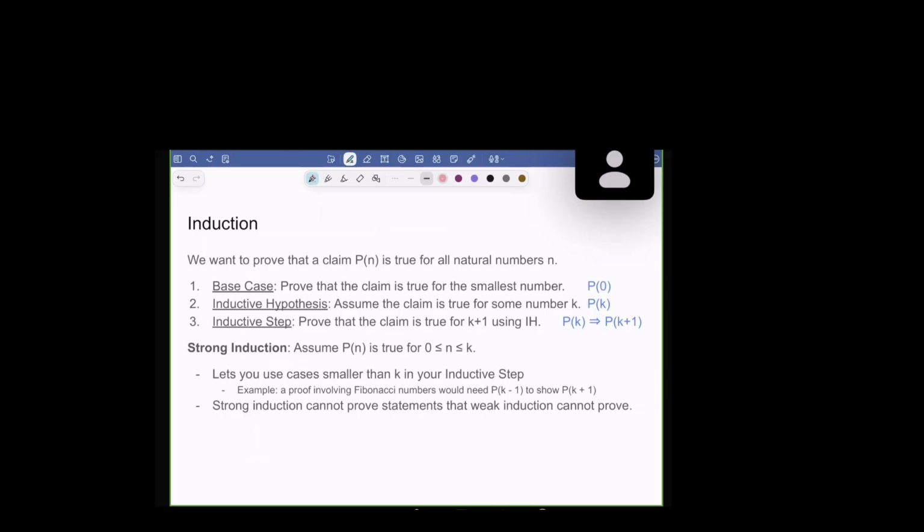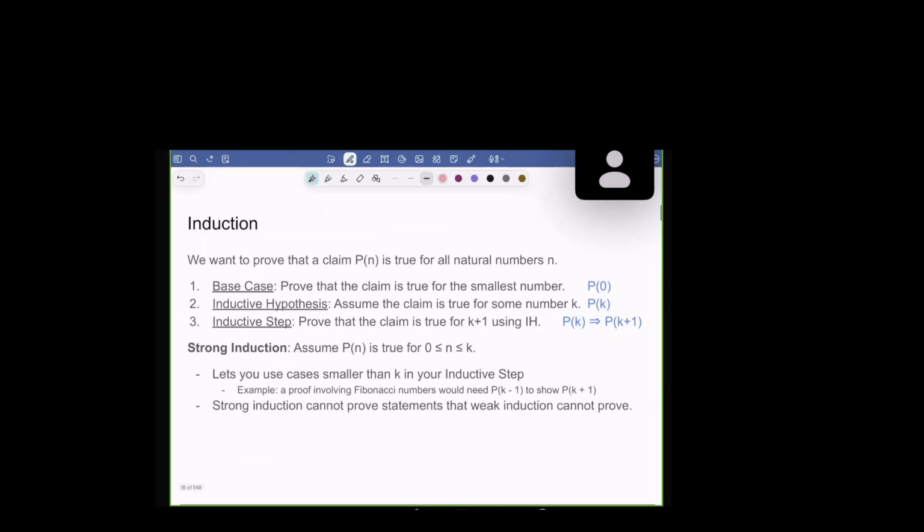Sometimes we want to use strong induction when regular induction doesn't work, and we assume for our inductive hypothesis that P of n is true for all n between 0 and k. And it lets us use cases smaller than k in our inductive step. For example, if we had a proof involving Fibonacci numbers, we would need P of k minus 1 as well as P of k to prove P of k plus 1, right?